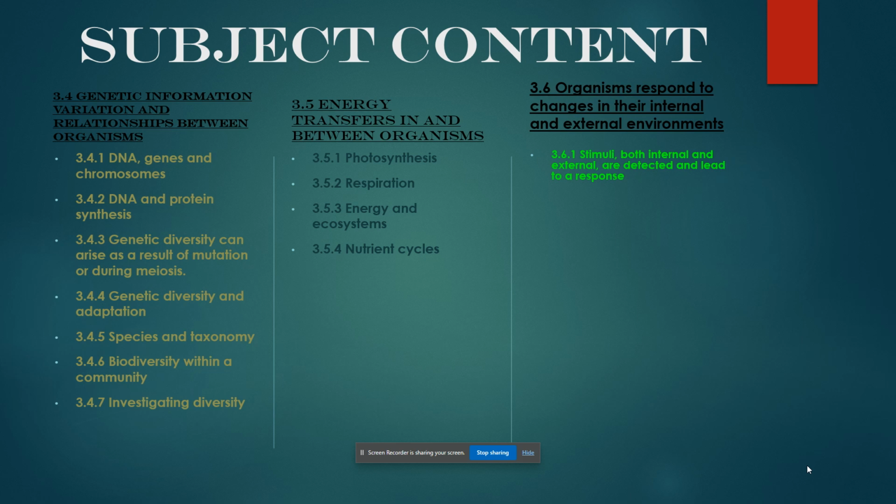Element 3.6.1 Stimuli, both internal and external, are detected and lead to a response. Element 3.6.1.1 Survival and response. 3.6.1.2 Receptors. 3.6.1.3 Control of heart rate.